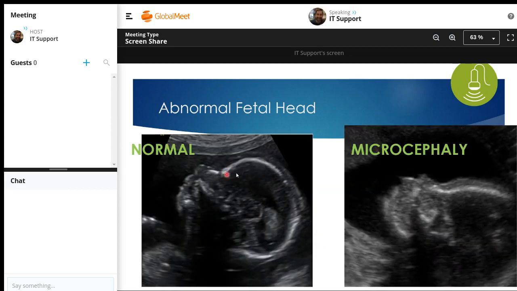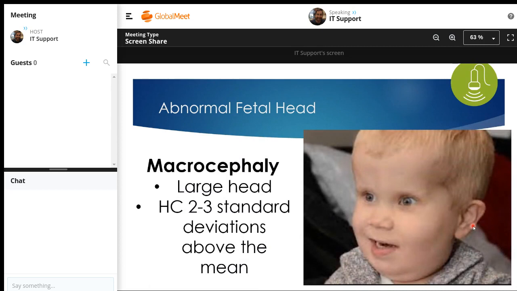Here we have a normal profile. We have a nice forehead, nasal bone, and our face structures here. This is a baby with microcephaly. This is the same view of the profile, but we can see how flat the forehead looks here, and it almost looks like the face is bulging out. It's just because the head is not proportional with the face, causing this sloped-back look because the head is small.